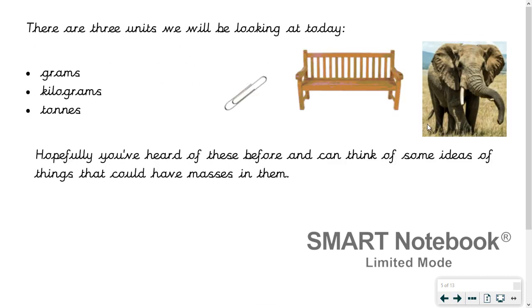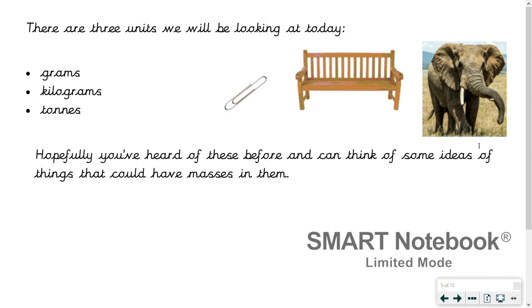So there are 3 units we're going to be looking at today: grams, kilograms, tons. Hopefully you've heard of all of them before, and you are already thinking of some ideas of what we could weigh in. See, we say weigh, there's that word weigh. We do weigh something, but we're weighing its mass. What we can weigh in grams, what we could weigh in kilograms, and what we could weigh in tons.